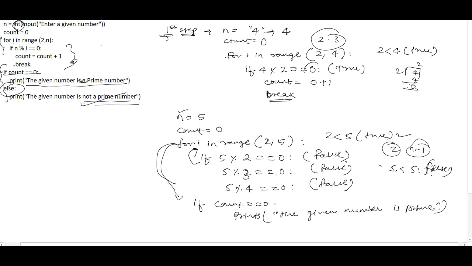So we got a count as 0 itself, right? We didn't get any division. There is no case where the condition is satisfied or it goes inside this if statement in order to increment the count. Clear? So that is the reason it is executing this if statement. So if count double equals 0, the given number is a prime number. Clear? So that's it for today's tutorial on checking prime numbers.